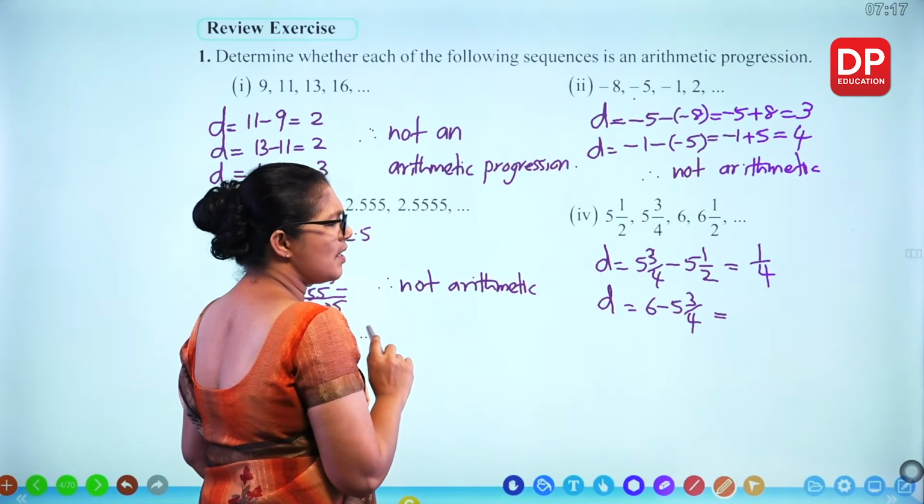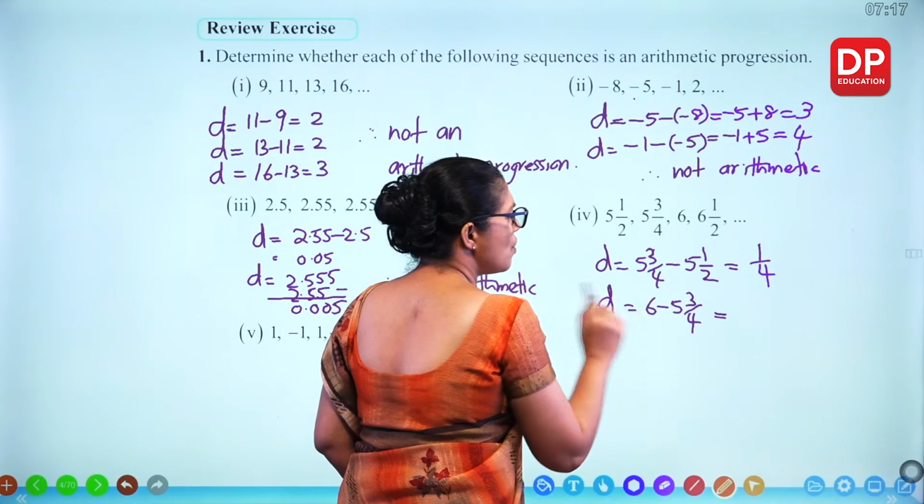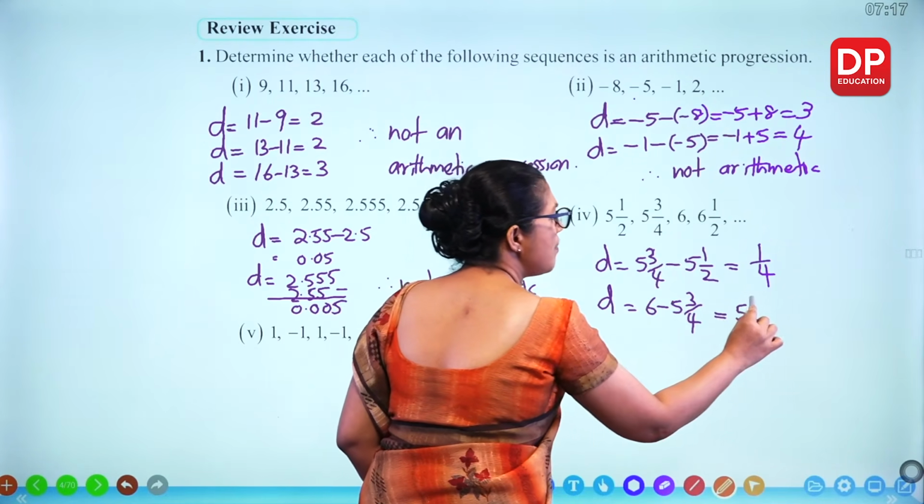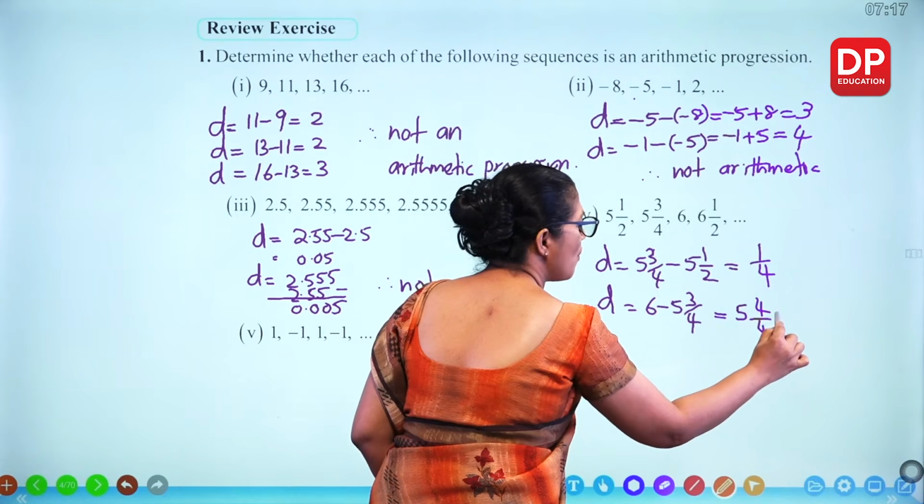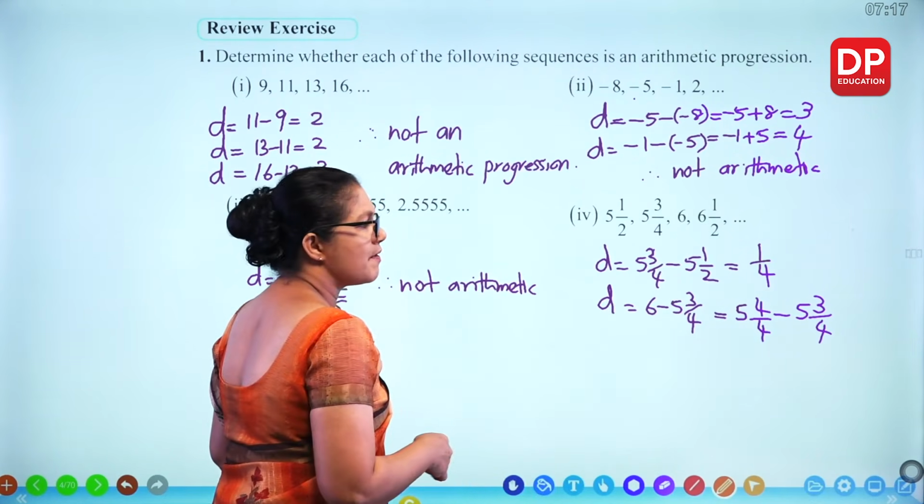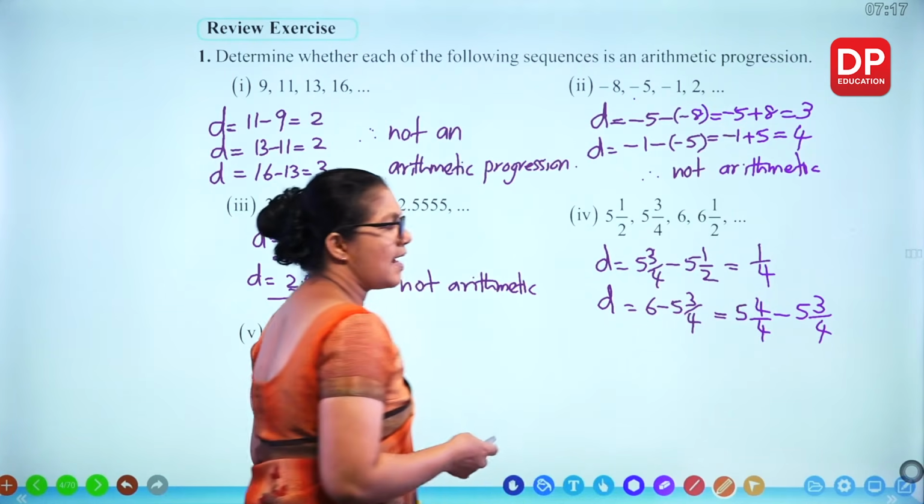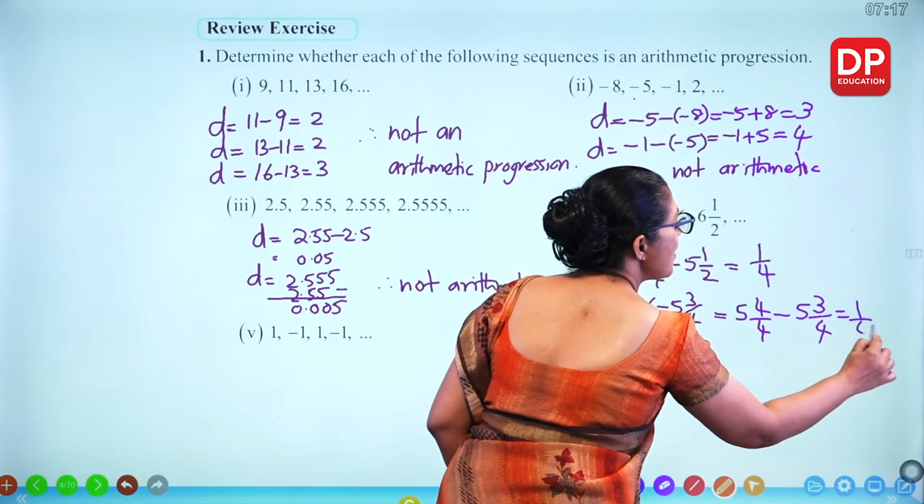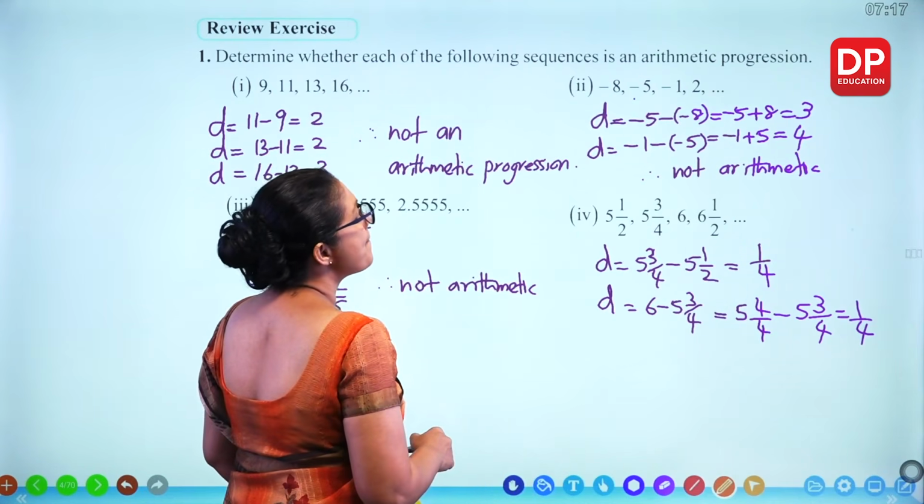Now we'll take this one. We'll convert to fractions. I'll take 5 and one part I can write 4/4. That's the easiest way to simplify. The 5s get cancelled out. 4 minus 3, you get 1. That's also 1/4.